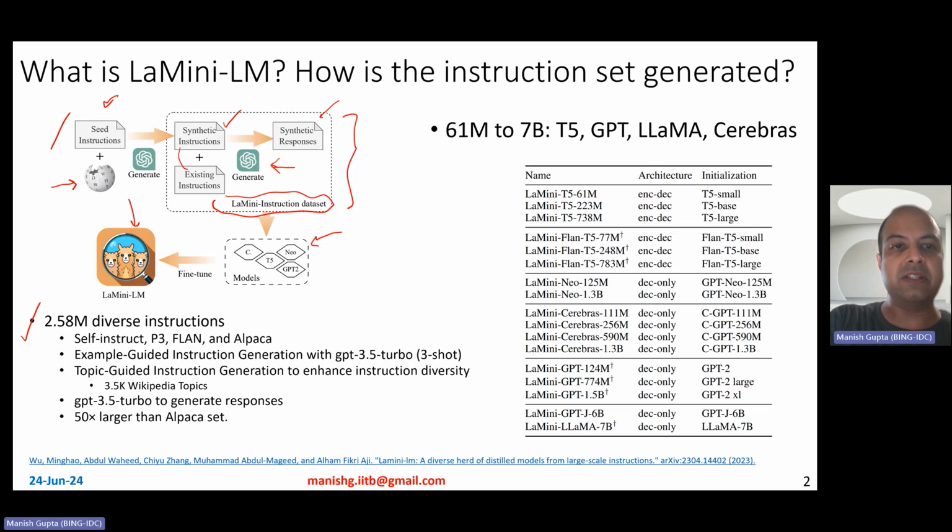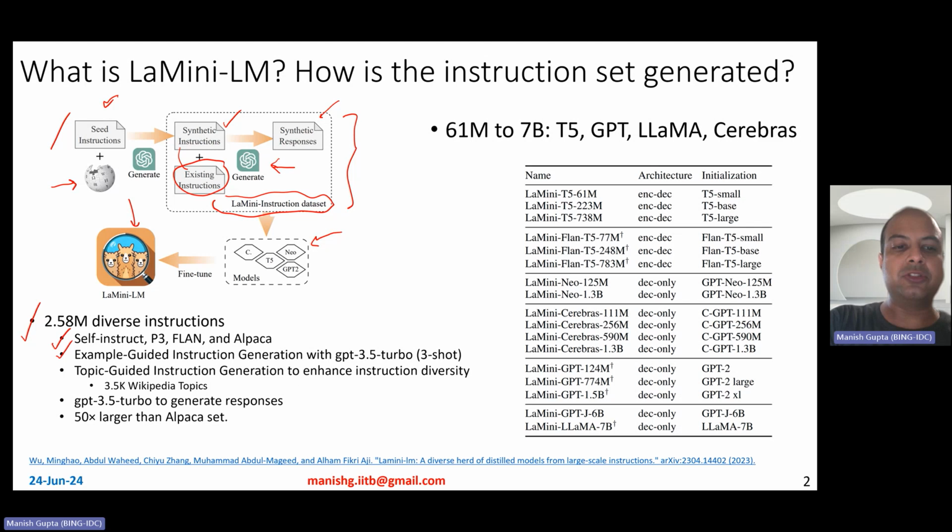So they start with an existing instruction set comprising 4 different sources: self-instruct, P3, Flan, and Alpaca. And then they do two things so as to expand on this instruction set. The first thing is example guided instruction generation with GPT 3.5 Turbo, and they do 3-shot. So essentially, they take 3 different example seed instructions, and then they ask GPT 3.5 to come up with more such synthetic instructions. Okay.